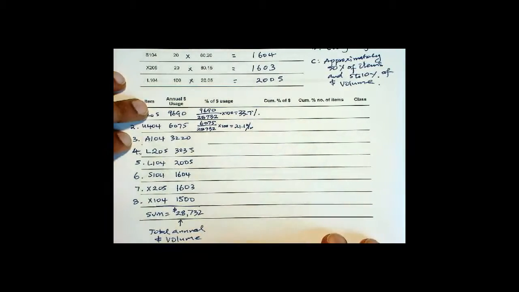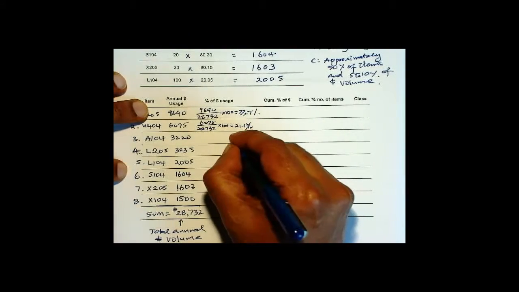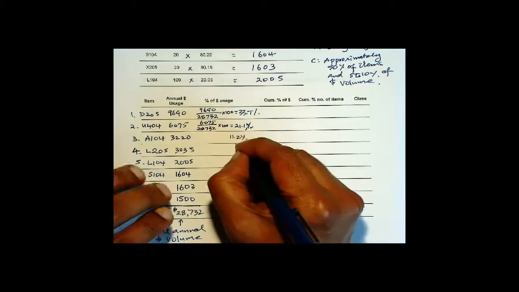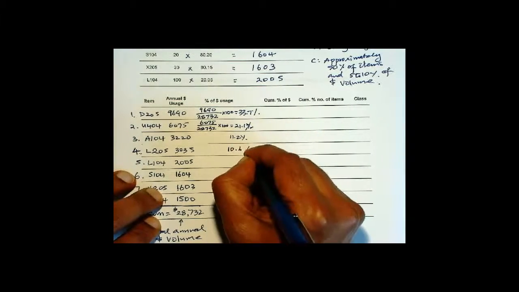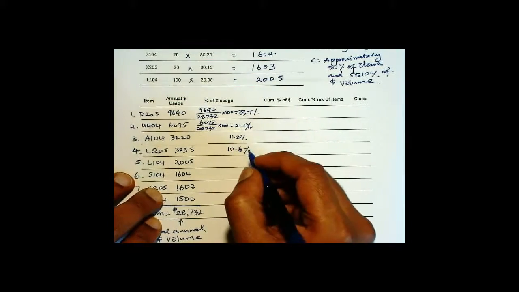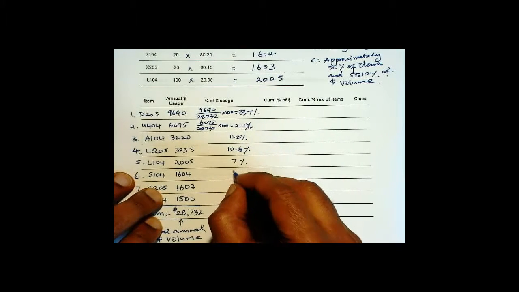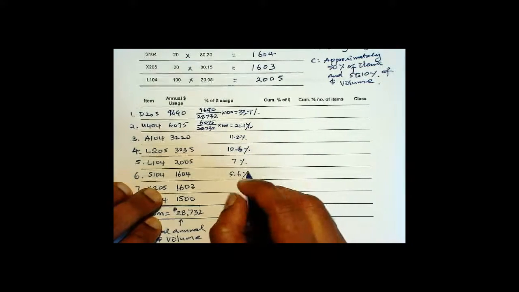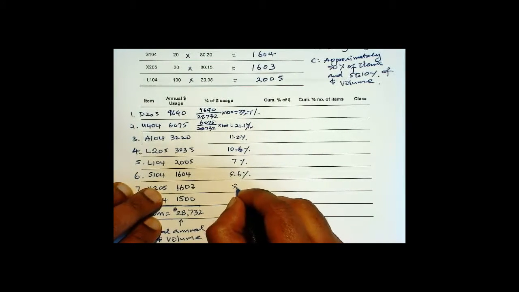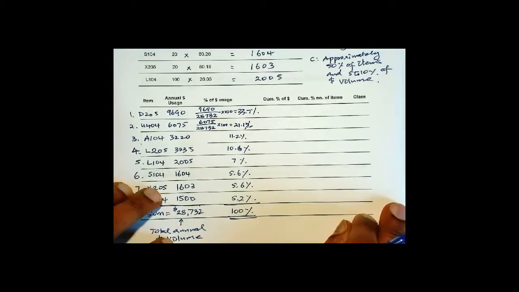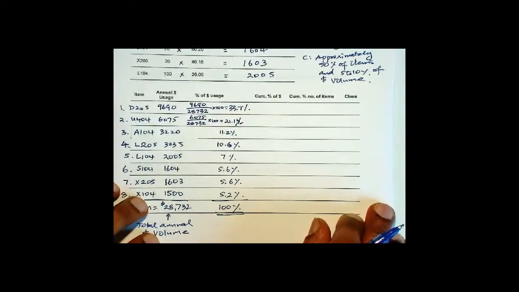Now repeat that for the rest of them. So you get 11.2%, 10.6%, 7%, 5.6%, 5.6%, and 5.2%. So of course when you sum all of this, you're going to have 100%.